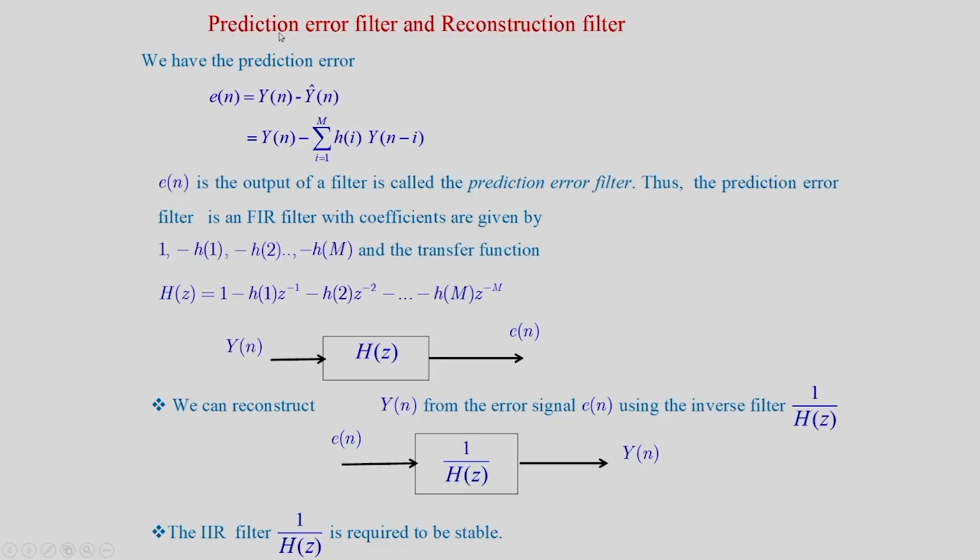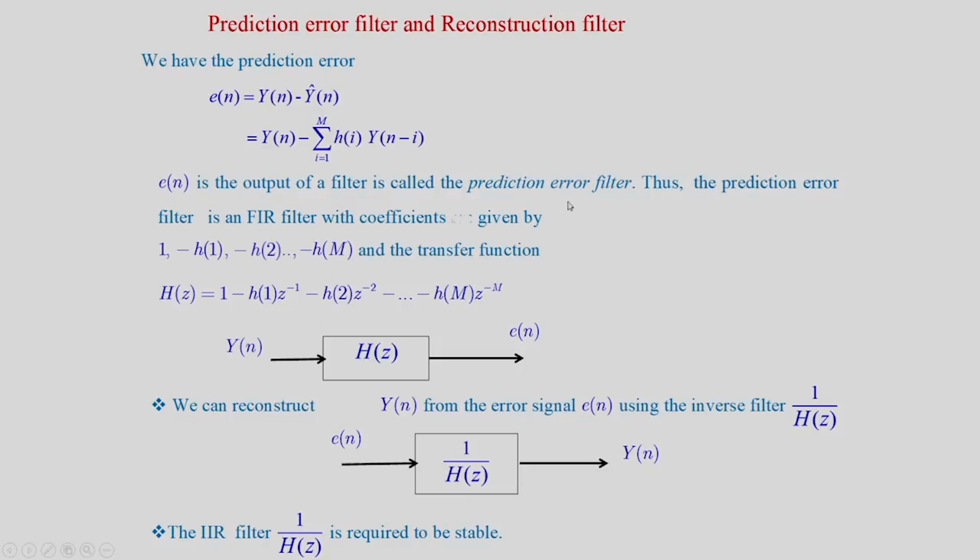We will introduce the prediction error filter and the reconstruction filter. We have the prediction error given by e[n] is equal to y[n] minus y hat[n], and y hat[n] we can write as summation h_i into y[n minus i], i going from 1 to m. So, e[n] is equal to y[n] minus summation h_i into y[n minus i], i going from 1 to m. e[n] is the output of a filter called the prediction error filter, with y[n] as the input.